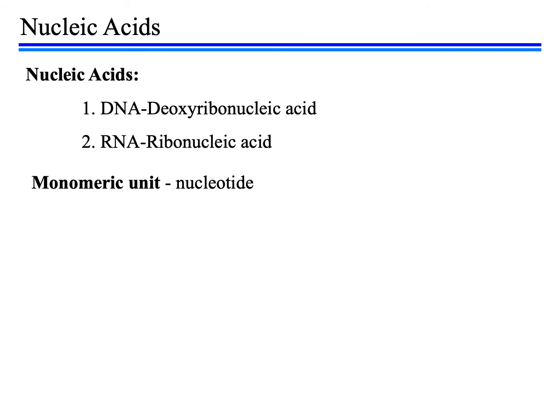What we will focus on for the next few lectures are nucleic acids as a whole. Nucleic acids fall into two broad categories. There is DNA, which is short for deoxyribonucleic acid, and RNA, which is short for ribonucleic acid. And again, the two of those are the two main categories of nucleic acids.